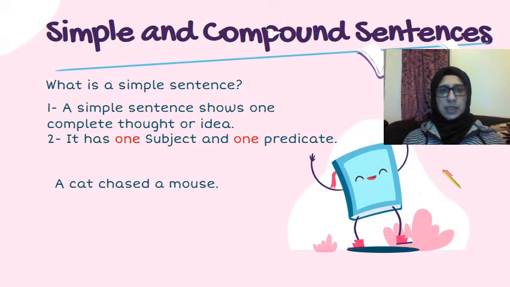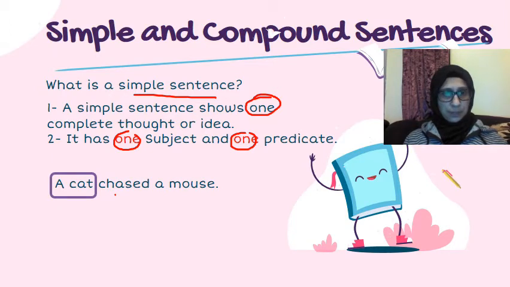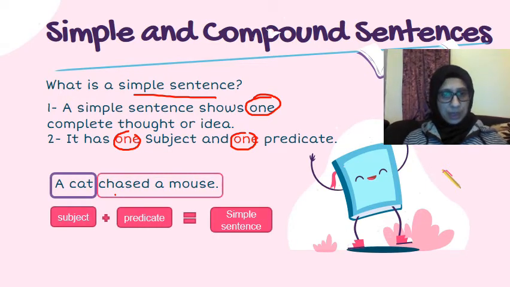Simple and compound sentences. What is a simple sentence? A simple sentence shows one complete thought or idea. It has one subject and one predicate. For example, a cat chased a mouse. Now, in this sentence, I have the subject, a cat, and the predicate, chased a mouse. So I have one subject plus one predicate. It gives me a simple sentence, one idea. Simple sentence.